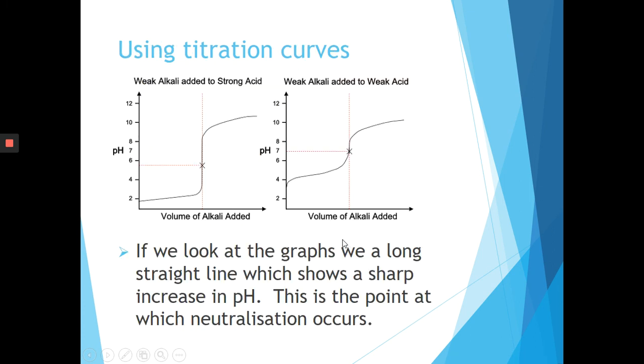For this one, we've got our weak alkali, our weak base, being added to a strong acid. Again, the pH starts below 2, suggesting it's a strong acid.